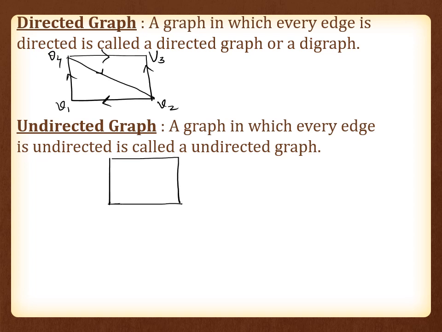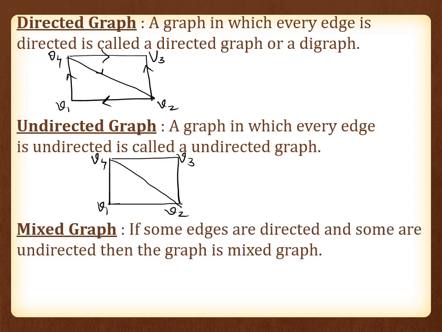Undirected graph. A graph in which every edge is undirected is called an undirected graph. So this is an undirected graph, because no edge has a direction. Mixed graph. It is a graph in which some edges have a direction and some are undirected, then the graph is called a mixed graph. So for the same graph, if we assign a direction to some edges and others are undirected, then that graph is called a mixed graph.